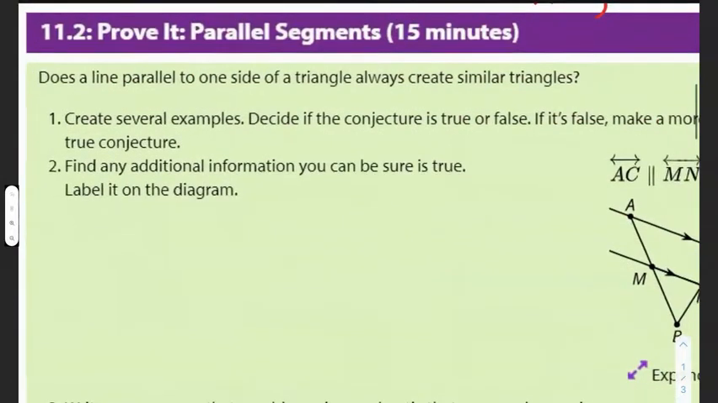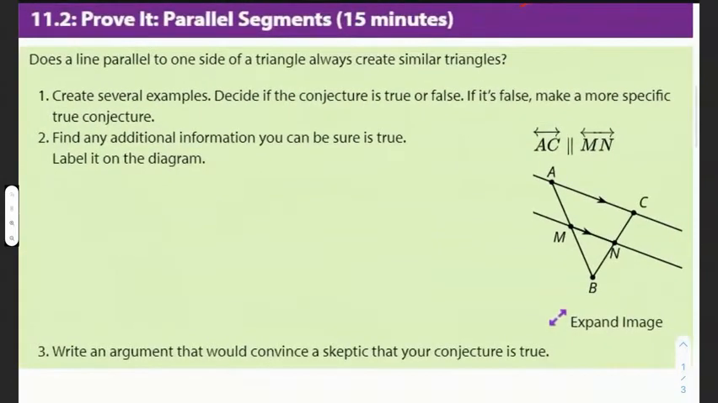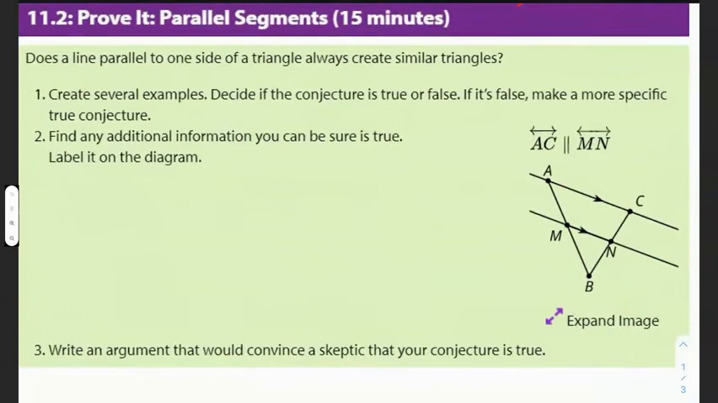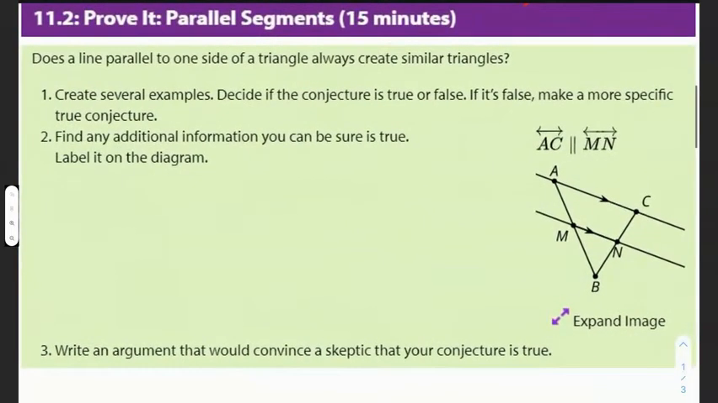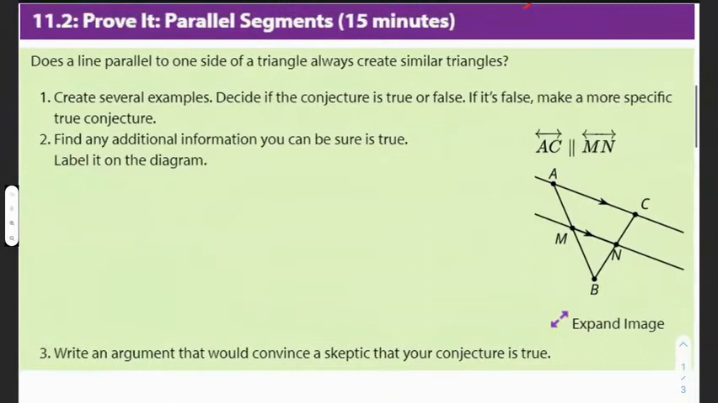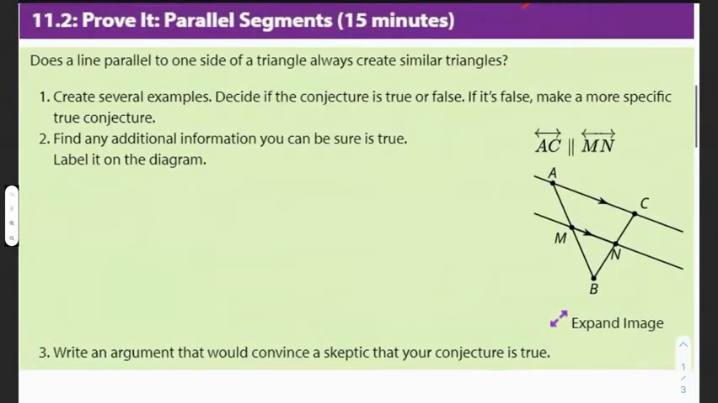Okay, 11.2, Prove It: Parallel Segments. So, does a line parallel to one side of a triangle always create similar triangles? Well, that's kind of what we were looking at last time with the notice and wonder. Number one says create several examples. Decide if the conjecture is true or false. If it's false, make a more specific true conjecture. Okay, we can do a lot with that. So let's see.